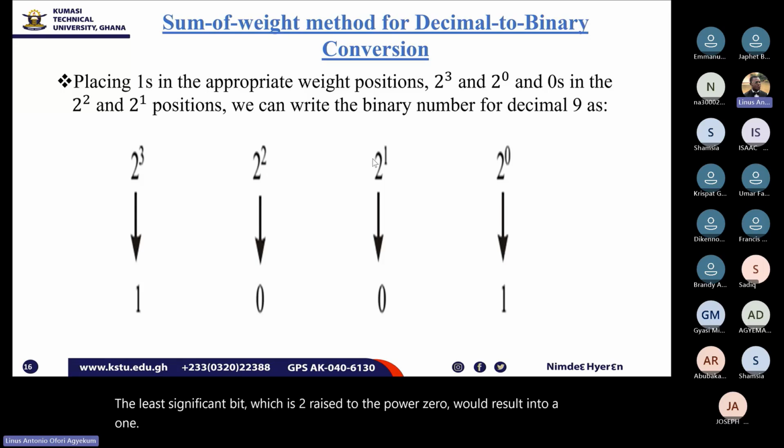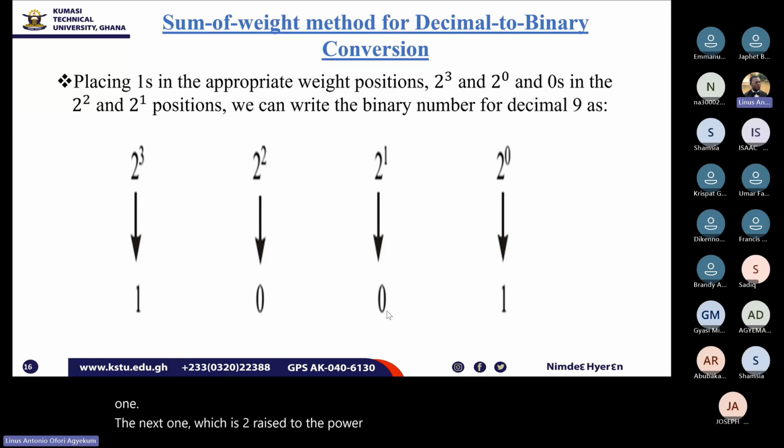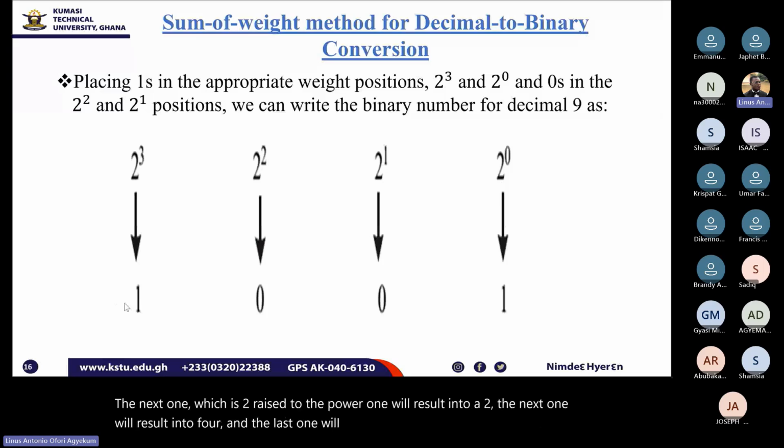The next one, which is 2 raised to the power 1, will result into a 2. The next one will result into 4. And the last one will result into 8. Now, for all these 4, which ones can we put together to easily get the decimal number 9? It is 8 and 1.